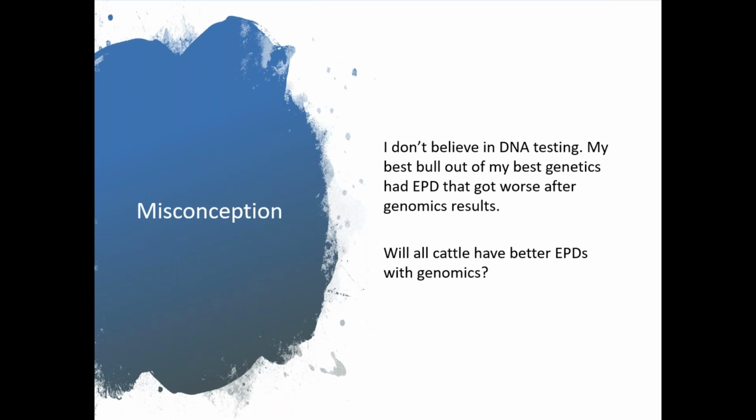And that's the same as with phenotypes. As you add more phenotypes, more records, more birth weights, weaning weights, yearling weights, as you add more records to a sire's or an animal's to the database, an animal's accuracy will go up, but there's always just as good of a chance of its EPD going down as up.